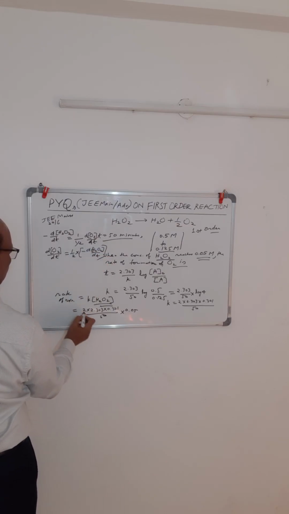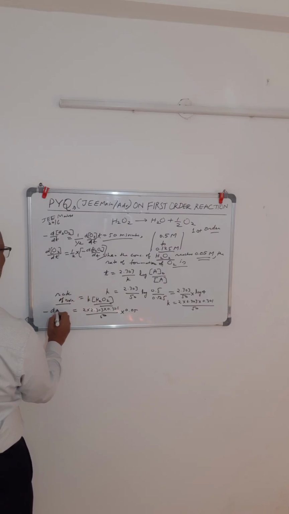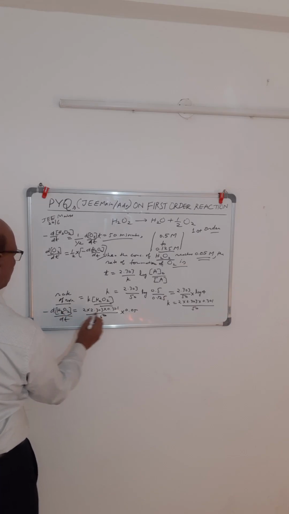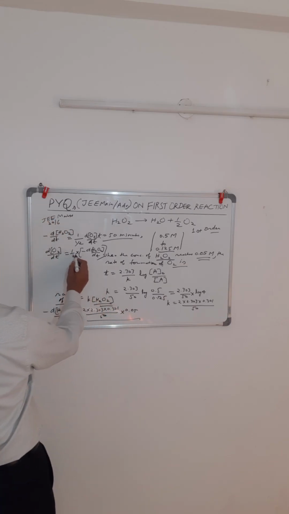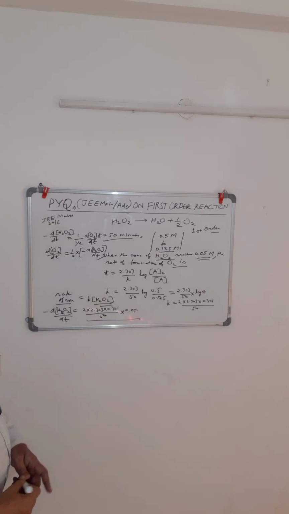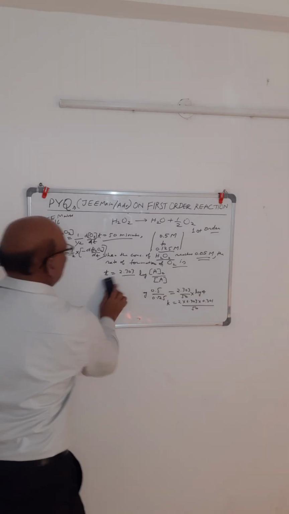And this we have just found out, this rate of reaction, which is nothing but minus dH2O2 divided by dt. So we will multiply this value by half, and we will get the rate of formation of oxygen. So that is how you can solve this type of numericals.